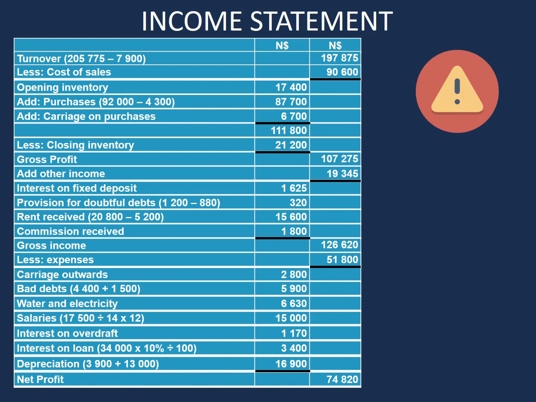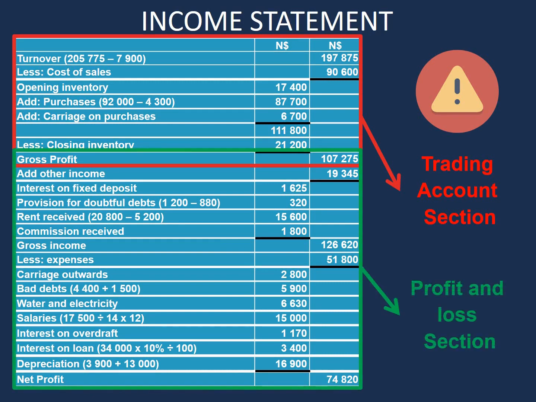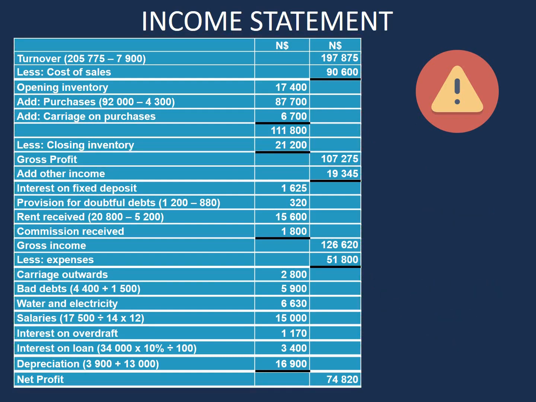Now, there are some things we need to take note of. Our trading account is this section. It starts at turnover and ends at gross profit. That's our trading account section. Then we have our profit and loss section, which starts at our gross profit and ends at our net profit. Another thing we need to note is that turnover is only written when we have sales and sales returns.